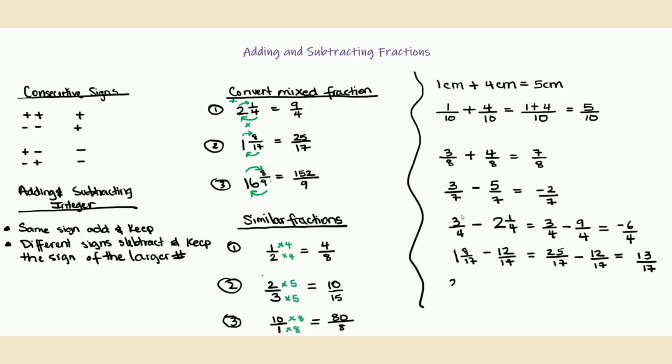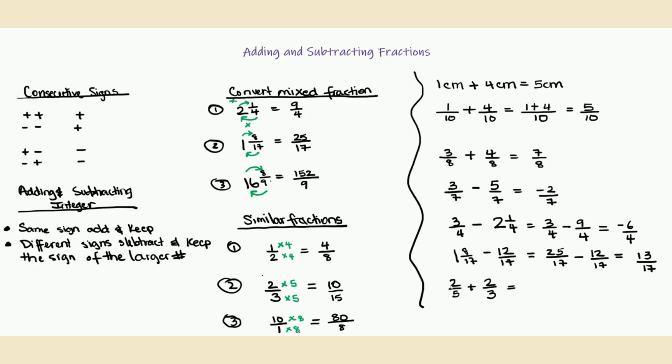Let's do 2 over 5 plus 2 over 3. We can change both of these fractions and find similar fractions that will have the same units. Now, the denominator we'll try to achieve, we can find by multiplying 5 times 3, which is 15.